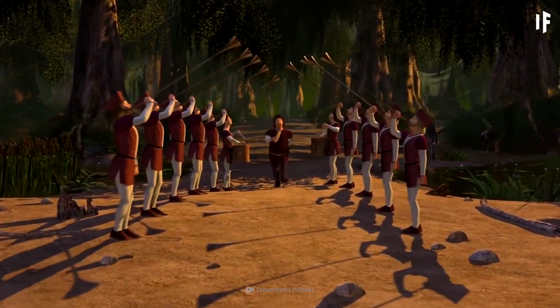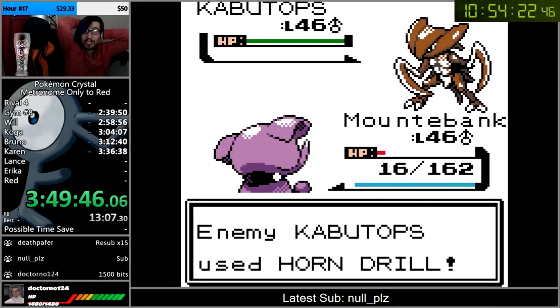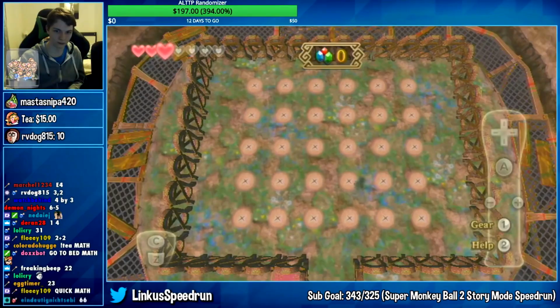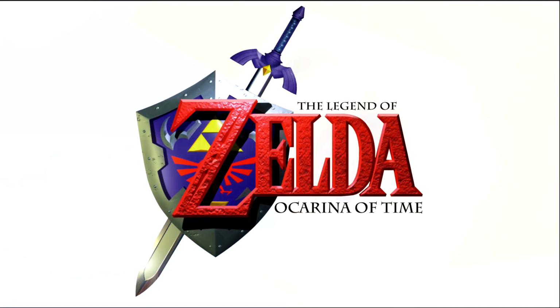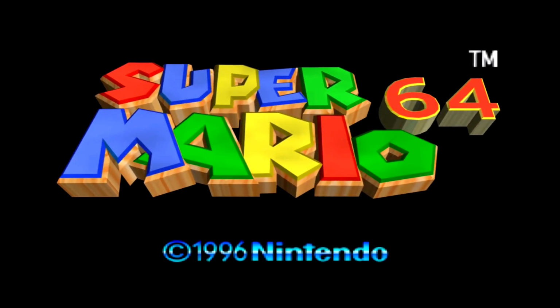However, some communities have taken things a step further and created categories specifically around what glitches are and aren't allowed to be used in runs. This is most significantly seen in The Legend of Zelda: Ocarina of Time and Super Mario 64.